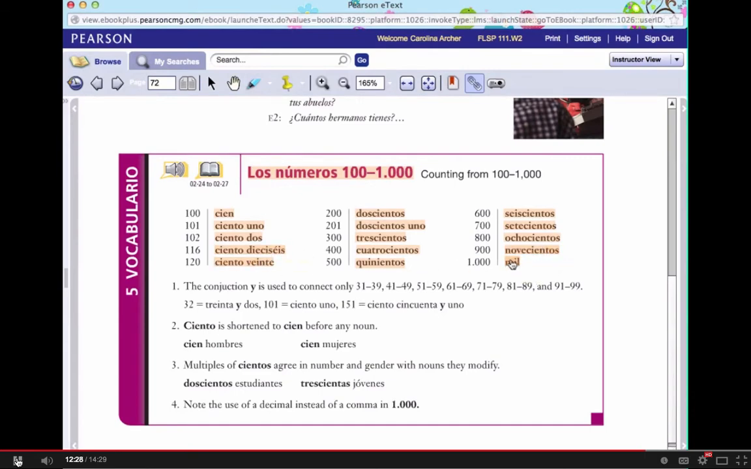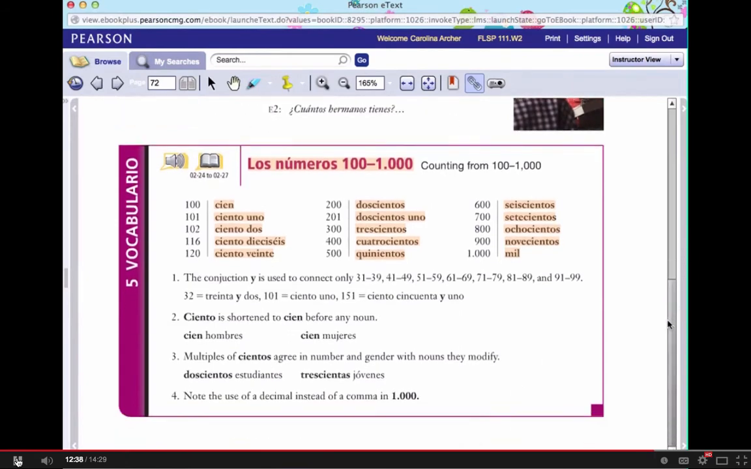1116, okay? 1000 plus the numbers that you already know, okay? Very good. So this is what I just explained to you. Read that, okay? It says multiples of cientos agree in number and gender with nouns that they modify, okay? For example, 200 estudiantes, that would be in the masculine or neutral. 300 jóvenes, okay, if jóvenes are girls, we're going to say 300, okay.